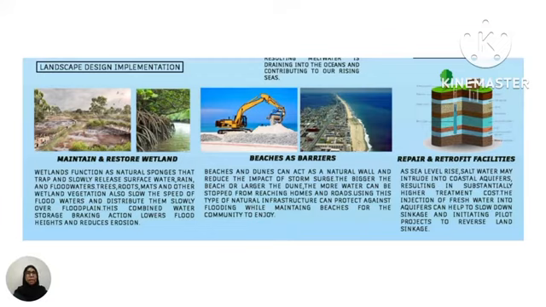Next, take advantage of the beaches and use them as barriers. Beaches and dunes can act as a natural wall and reduce the impact of storm surge. The bigger the beach or the larger the dune, the more water can be stopped from reaching homes and roads. Using this type of natural infrastructure can protect against flooding while maintaining beaches for the community to enjoy.